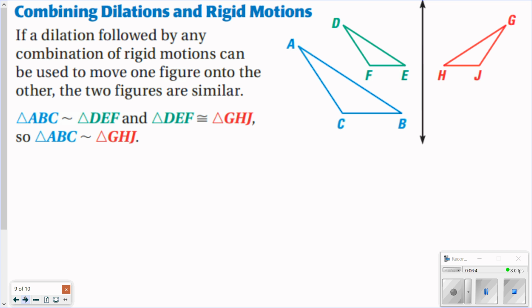Combining dilations and rigid motions. If a dilation followed by any combination of rigid motions can be used to move one figure onto the other, the two figures are similar. So looking at our triangles here, we start at the blue triangle. We see a dilation occurred to create the green triangle. And then to become the red triangle, we had our mirror image, which is our reflection. So the blue triangle and the red triangle are similar.